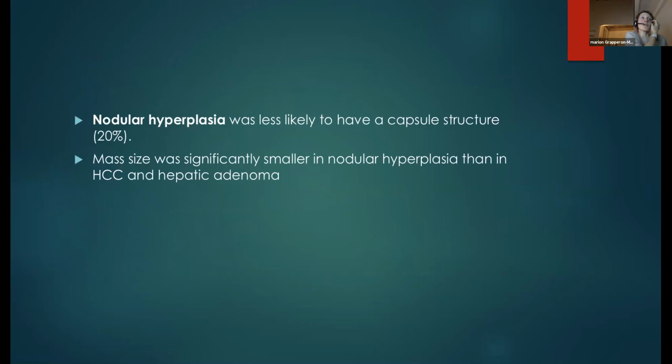And the nodular hyperplasia was less likely to have a capsule, and the mass size was significantly smaller in nodular hyperplasia than in hepatocellular carcinoma and hepatic adenoma. But considering the small size of the population, I'm not sure we can really take this conclusion for granted.